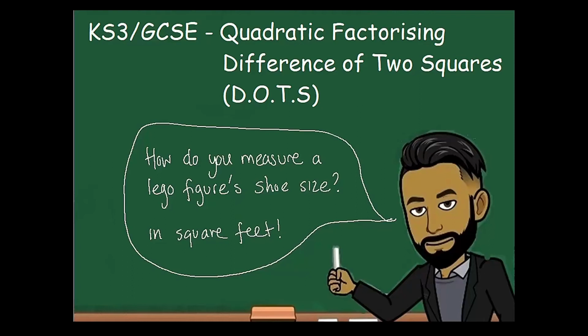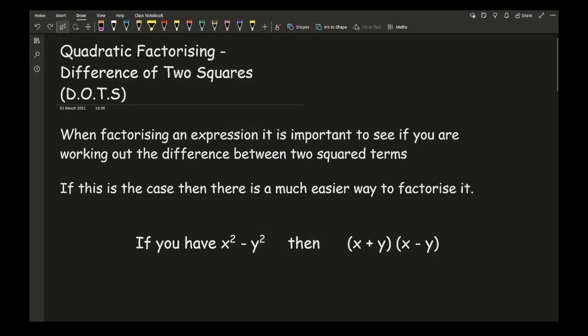So in this video, we'll be continuing with quadratic factorising with a focus on the difference of two squares, also known as DOTS. Now, when factorising an expression, it is important to see and check if you are working out the difference between two squared terms. And if this is the case, then there is a much easier way of factorising it. So if you have x squared minus y squared, then we can factorise this as x plus y multiplied by x minus y.